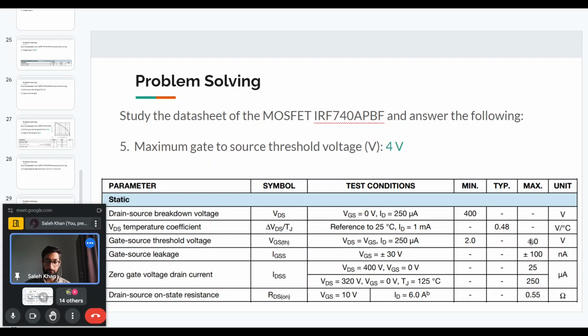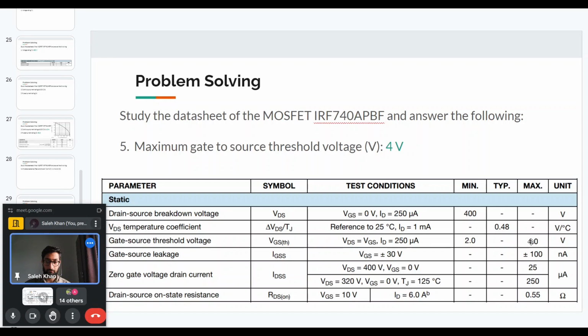The gate source charge is basically the initial portion of the gate charge, and then we have the gate drain charge, which will be like the Miller portion of the charge. But since the question is asking about the total gate charge, the answer to this will be the 36 nanocoulomb, which is the total gate charge.